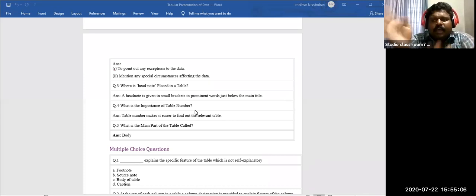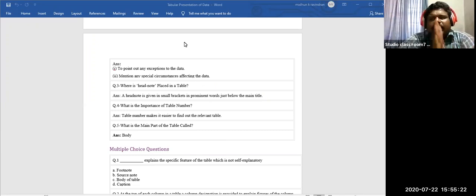That is called units, always in brackets. Okay, next one. What is the importance of the table number? The table number makes it easier to find the relevant table.